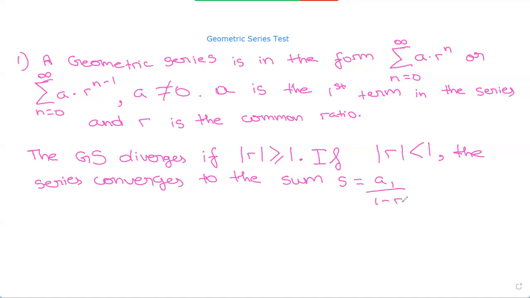So these are the two conditions to see if the geometric series converges or diverges. It diverges if the absolute value of r is greater than or equal to 1, and it converges if the absolute value of r is less than 1, and this is the sum which it converges to. So now let's look at a few examples.